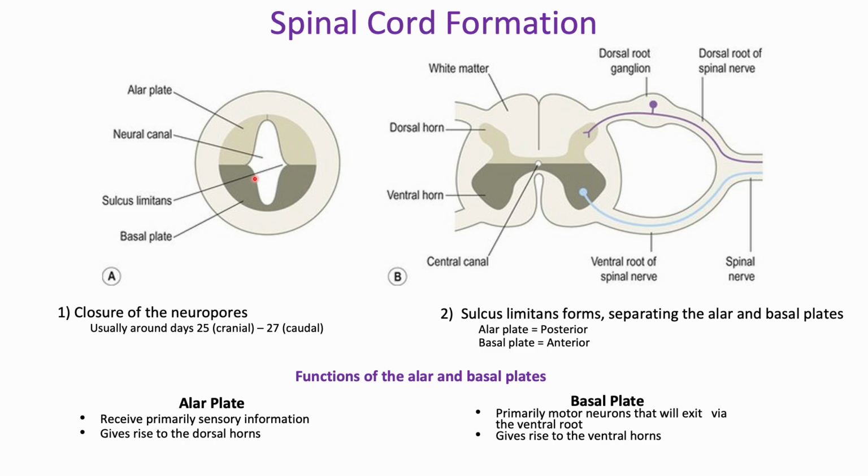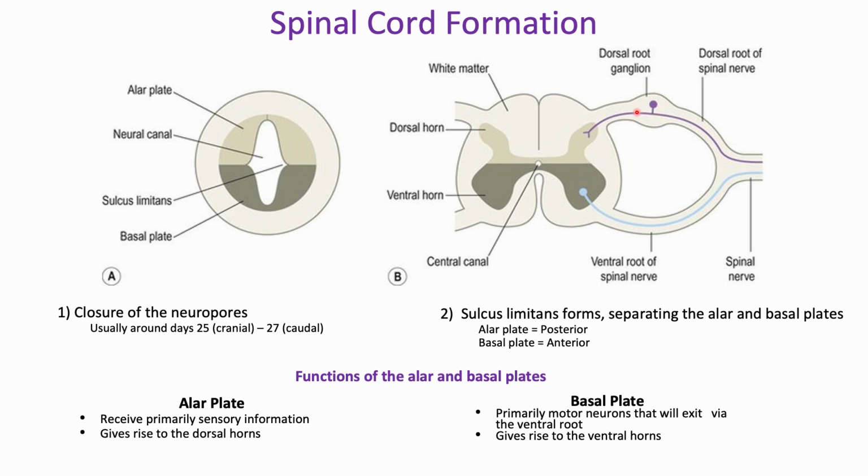And you can see here, this central canal is going to get much smaller in the adult derivatives. But remember, this is the sulcus limitans dividing the basal plate and the alar plate. Now remember, because we understand the functions of the adult structures, the alar plate is deriving everything posteriorly, so this means it's going to be developing the components that are receiving sensory information and giving rise to the dorsal horns.